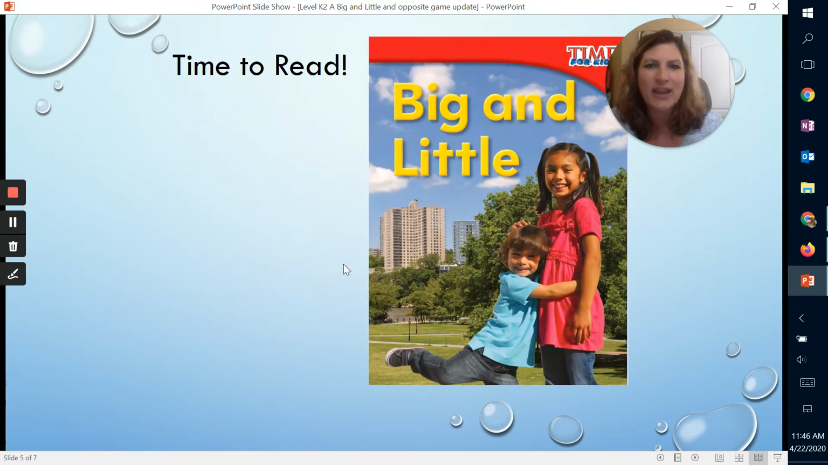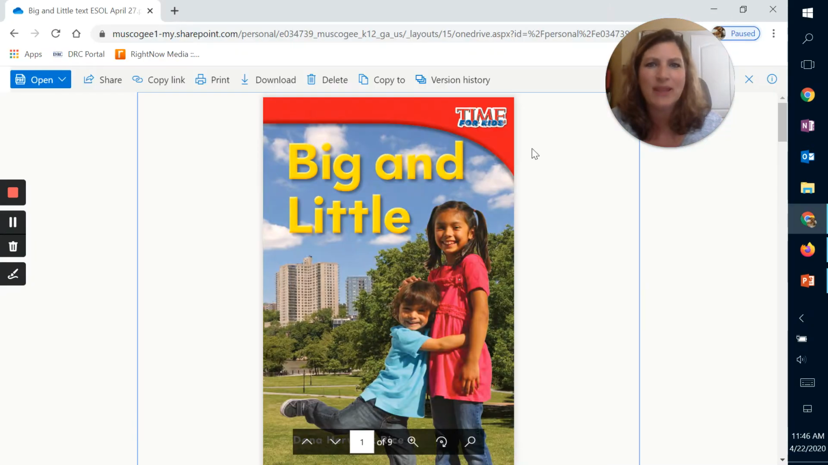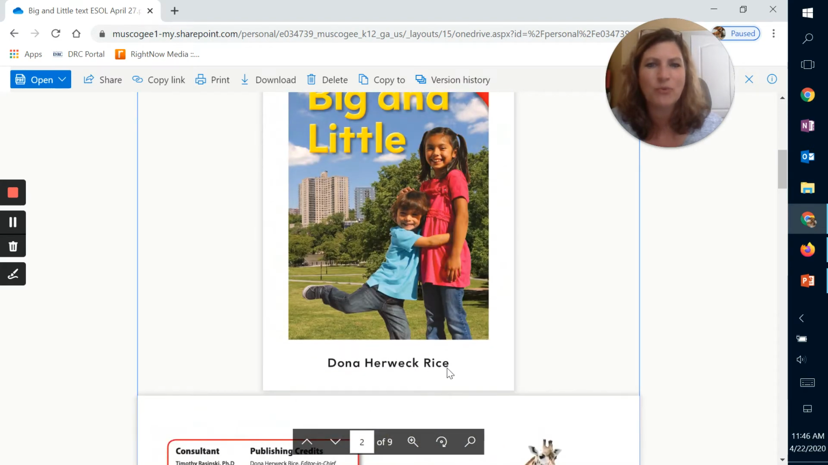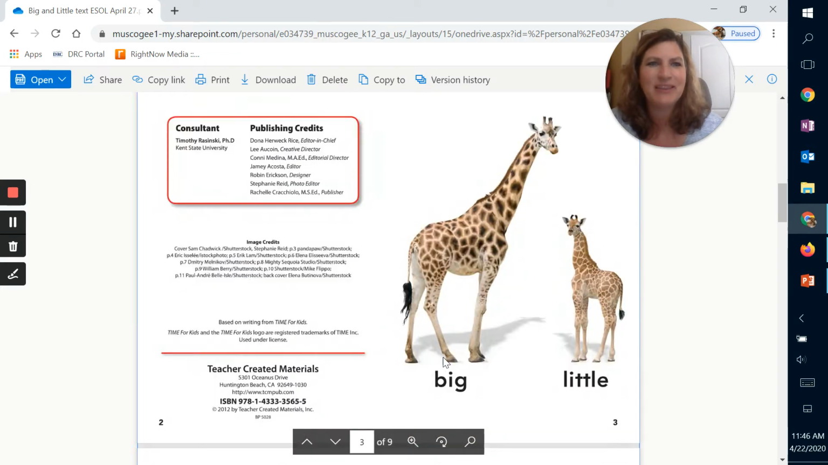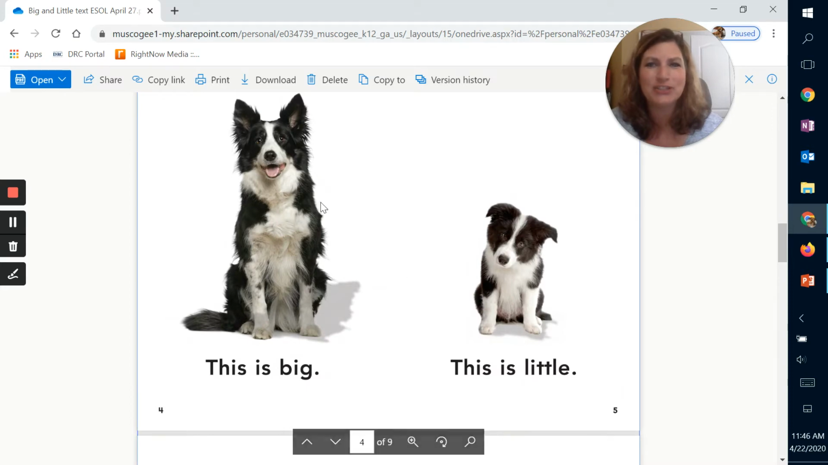Okay, all right. So we're going to go ahead. It is time to read. So Miss Proctor is going to pull up the story, Big and Little. It's by Donna Rice. Oh, I love this picture. Big. It's a big giraffe. And then what do you think this word is? It starts with an L. Little. Little. Very good.